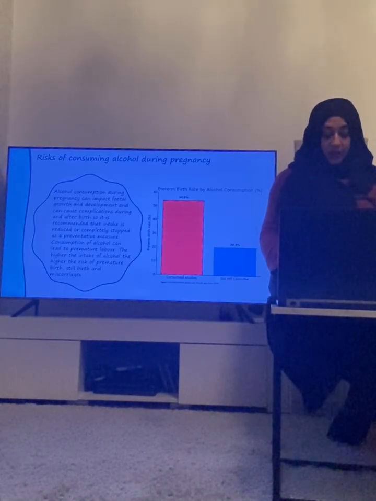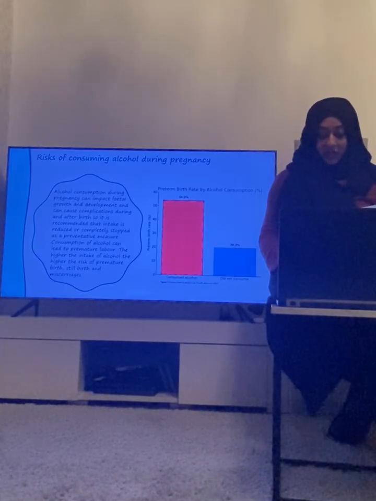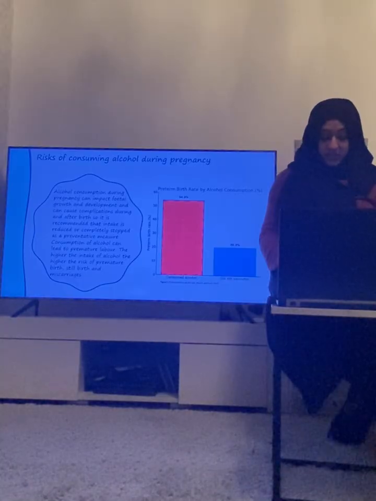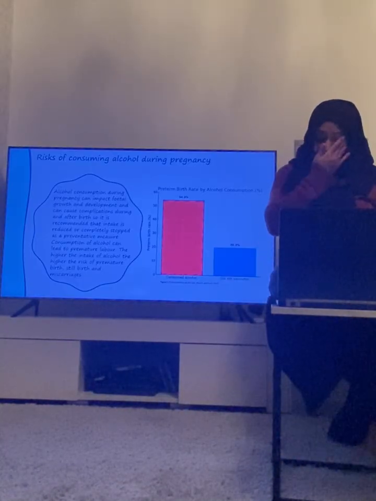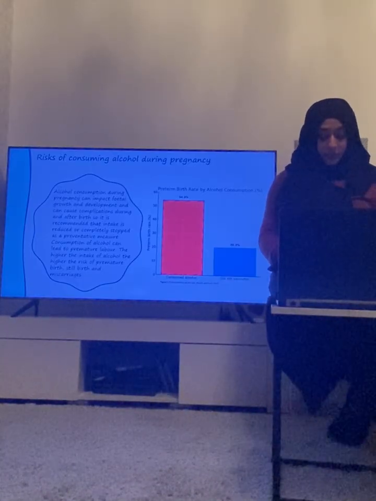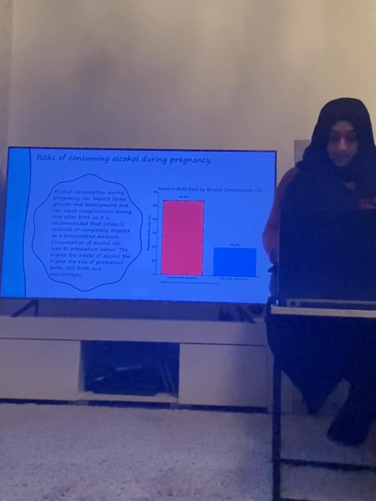Research notes that alcohol may induce preterm delivery through increased secretion of prostaglandins, which enhance uterine contractions. The higher the intake of alcohol, the higher the risk of premature birth, stillbirth, and miscarriages.